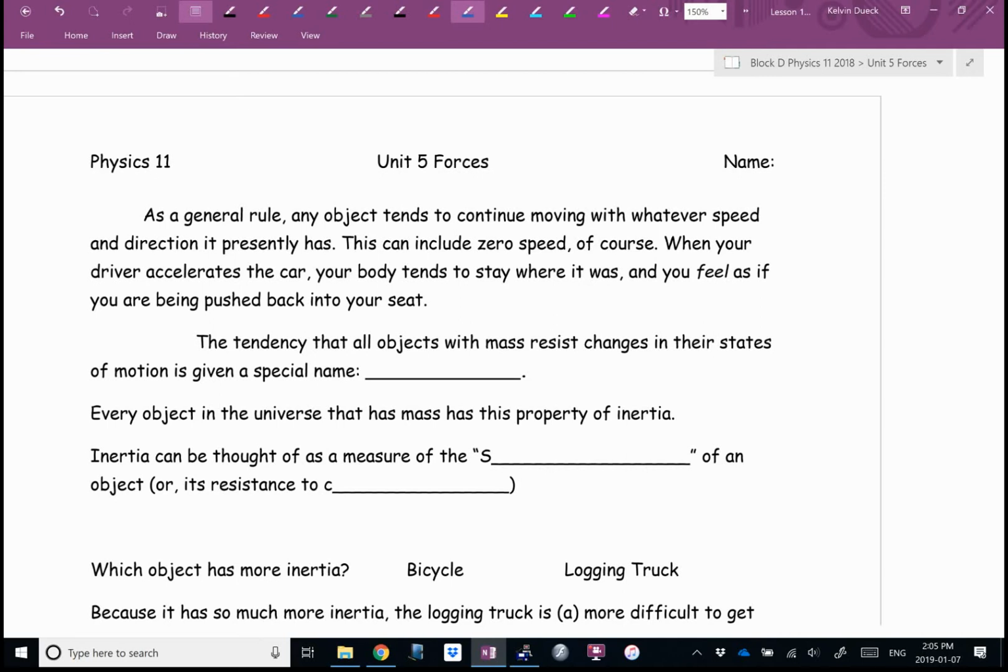When your driver accelerates the car, your body wants to stay where it is. This is why when you accelerate forwards, you feel like you're getting pushed backwards. You're not. You're at rest and your body wants to stay at rest. The back of the car runs into you. This is why I've told you that your body can detect acceleration, but it's always backwards. What you were really feeling was your own inertia being pushed forward by the car.